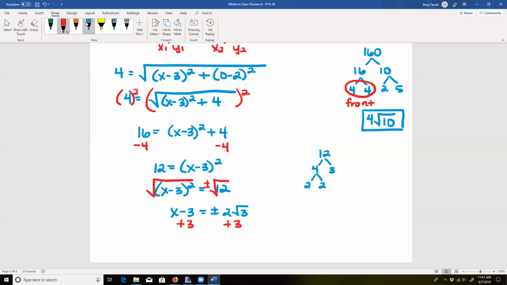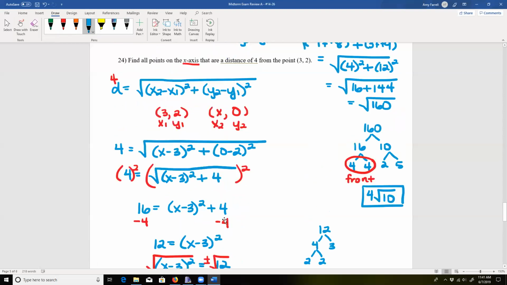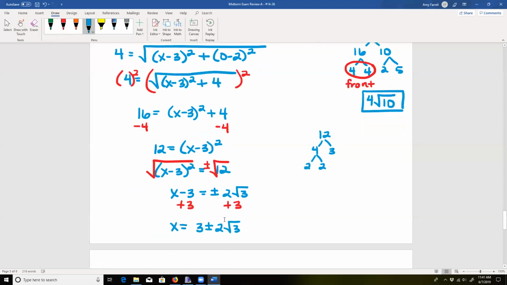And as we saw with completing the square, if you watched that part, the 3 typically is seen in front of the plus or minus. That's kind of the proper way to write it. So we end up getting 2 x values, which isn't surprising because there would be a point on the x-axis on either side of the point 3, 2 with a distance of 4 from that point. So we get 2 x values.